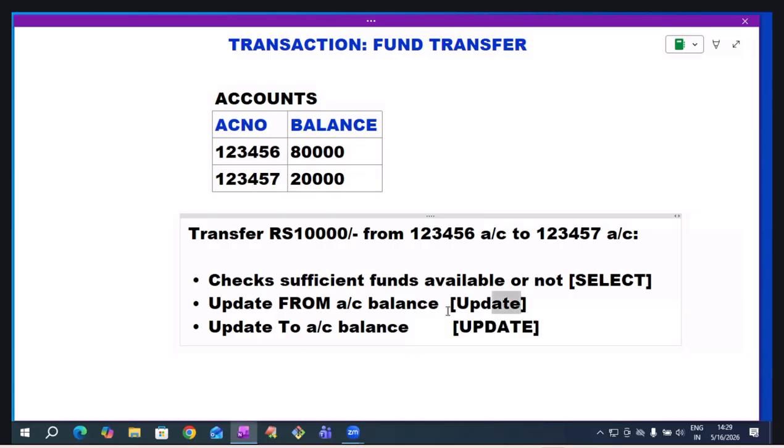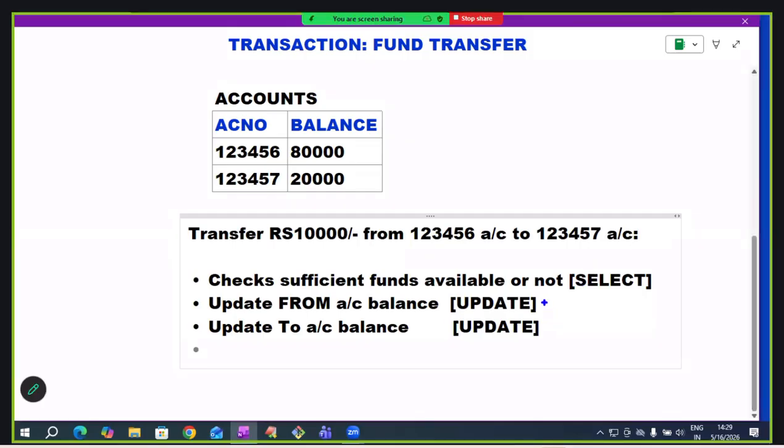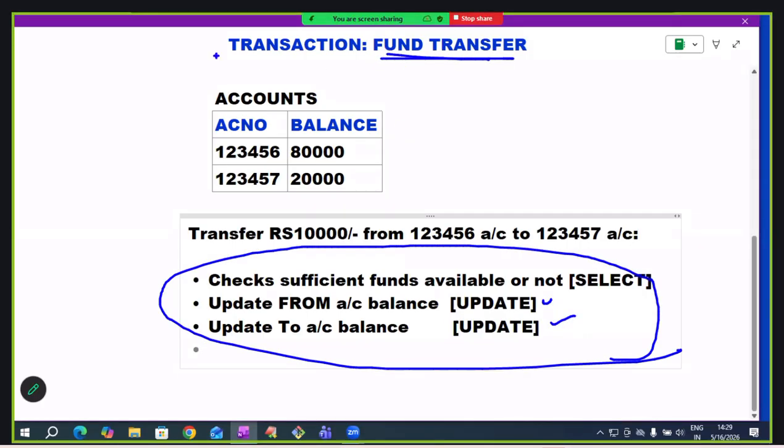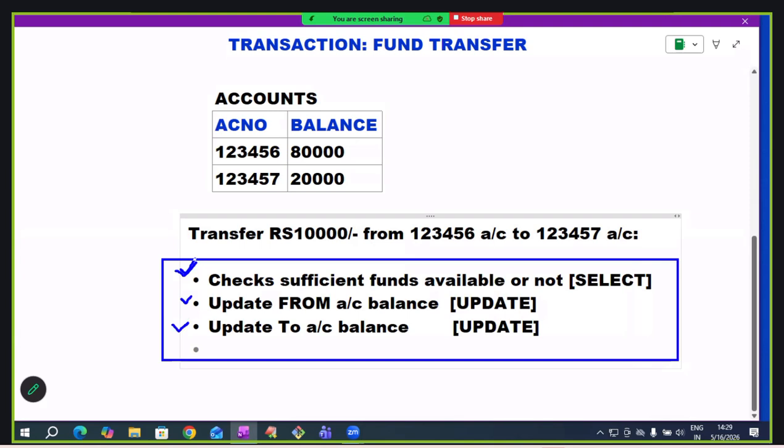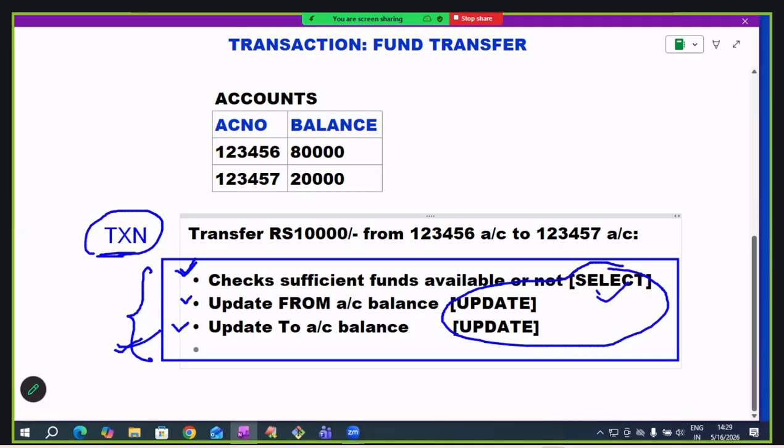So like this, to perform the transaction, we write these SQL commands. Using these SQL commands, we are performing actions. The series of actions is called one fund transfer transaction. Checking balance, action. Checking sufficient funds available or not, action. Updating from account balance, action. Updating to account balance, action. This series of actions I am calling as one transaction. You take any transaction that contains this kind of series of actions. To perform those actions, we are writing these SQL commands.